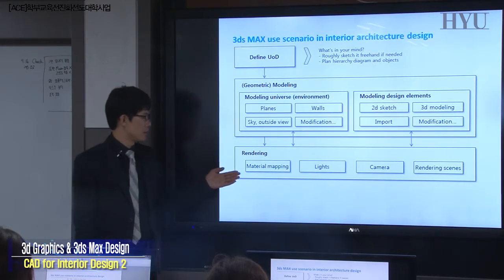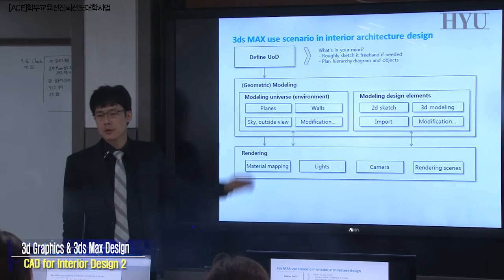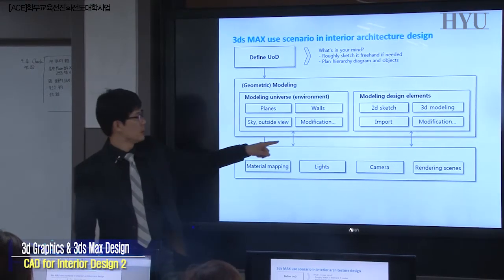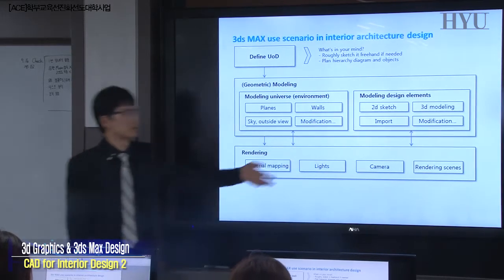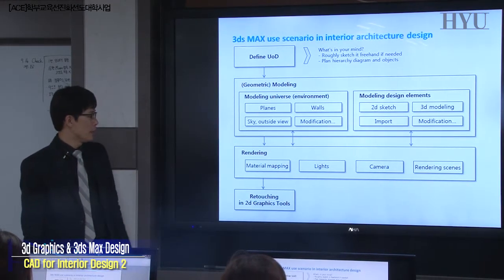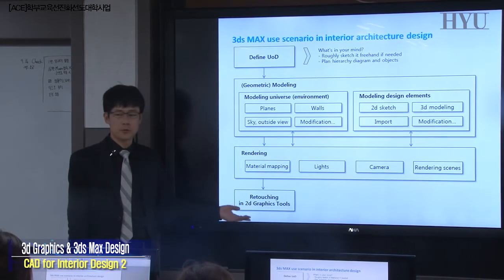Rendering, material mapping, lights, camera, rendering scenes, and back and forth. If you need to, go back to the modeling stage and do something, update something, and render it. The final image should be retouched by some 2D graphics tools such as Photoshop.